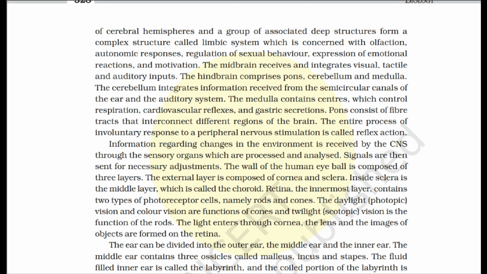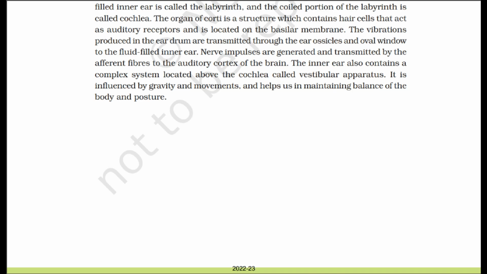The ear can be divided into the outer ear, the middle ear, and the inner ear. The middle ear contains three ossicles called malleus, incus, and stapes. The fluid-filled inner ear is called the labyrinth, and the coiled portion of the labyrinth is called cochlea. The organ of Corti is a structure which contains hair cells that act as auditory receptors and is located on the basilar membrane. The vibrations produced in the eardrum are transmitted through the ear ossicles, an oval window, to the fluid-filled inner ear. Nerve impulses are generated and transmitted by the afferent fibers to the auditory cortex of the brain.